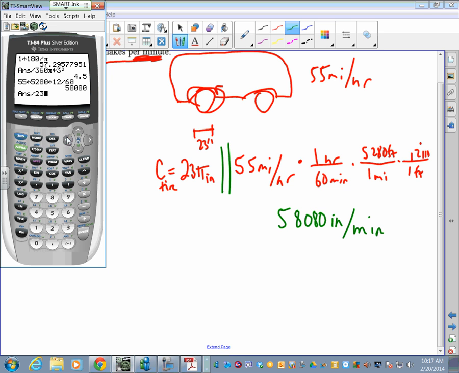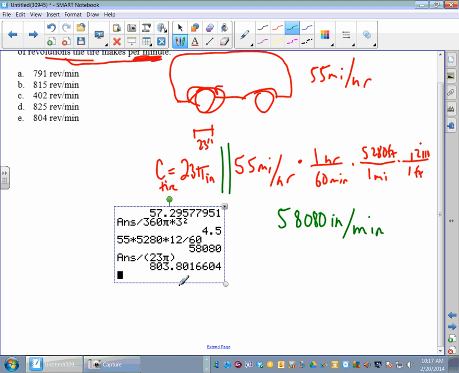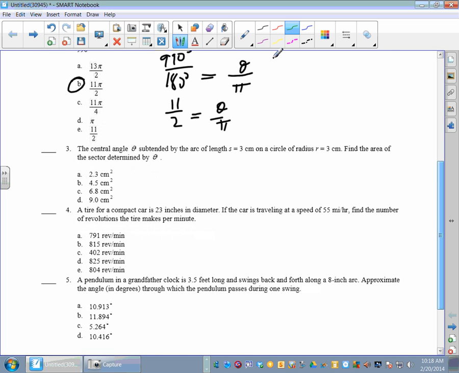Big warning right here, make sure they're both in parentheses, not just one of them. Otherwise you'll get a mistake. It comes out to be around 803.8 revolutions per minute, or 804. Sound good? There's lots of ways of doing that problem. That's just one way of doing it.